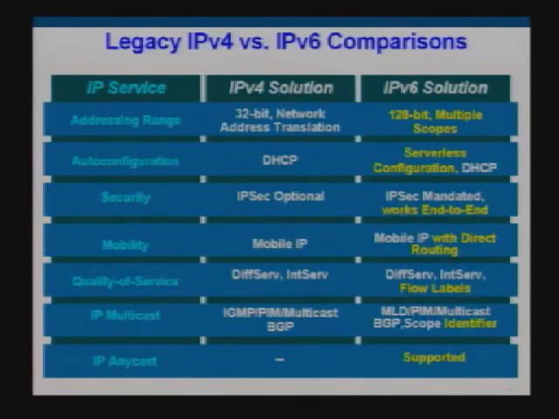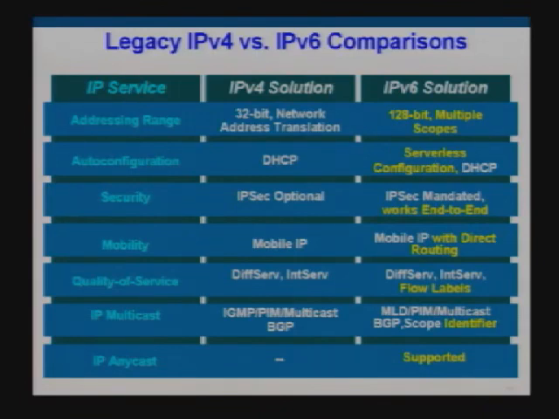So just a one-on-one comparison between v4 solution and v6. Addressing range we have already seen. As far as auto configuration is concerned, v4 solution is DHCP and v6 uses something called DHCPv6 version. However, with v6 we have a serverless auto configuration also available. And the security, it was optional with IPv4, then with IPv6 it was mandated, and mobile IP is available in both the cases, but it is much more enhanced with v6. And quality of service, you can see that DiffServ and integrated services, it is similar to IPv4, but flow labels are introduced with IPv6.